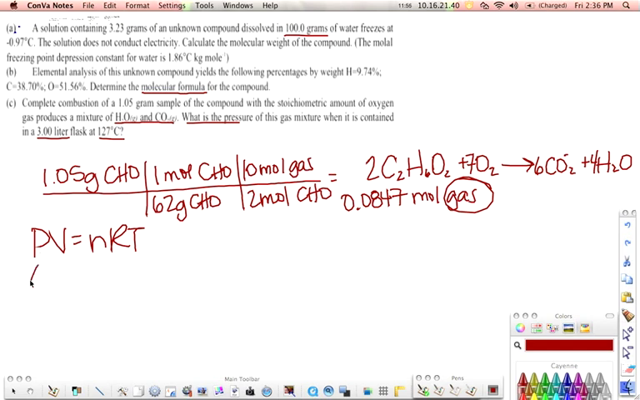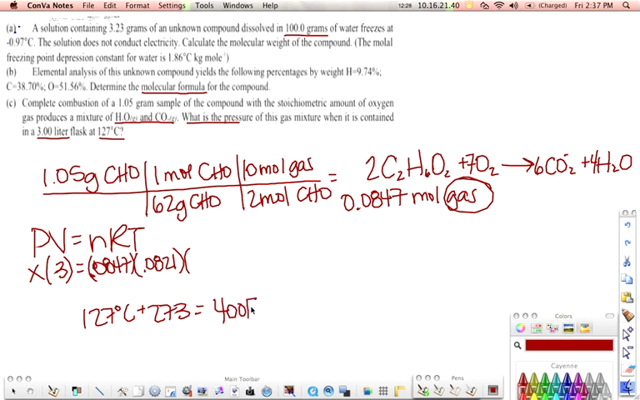I'm going to rearrange this equation and solve for, actually no, I'm just going to plug numbers in. So my pressure is my X, my volume is 3, n is what I just calculated up here, number of moles, so 0.0847. R is always 0.0821. And our temperature, they gave it to us in Celsius. We can't use Celsius when we're dealing with the gas constant R. We have to use Kelvin. So 127 degrees Celsius plus 273 tells us that that is 400 Kelvin.